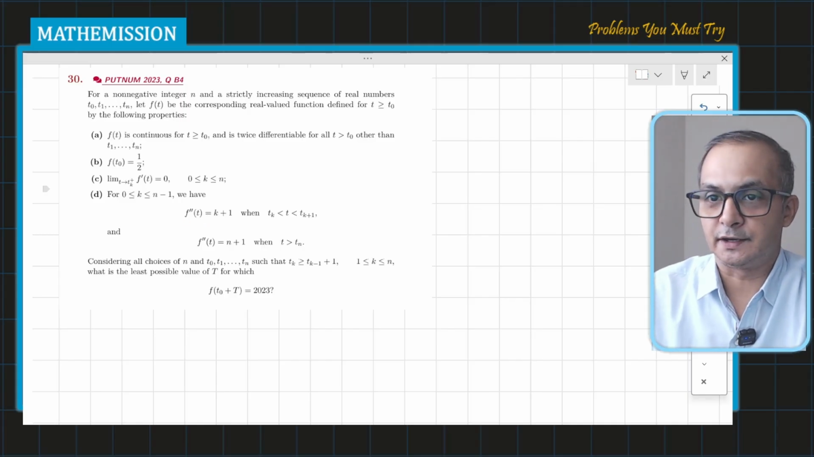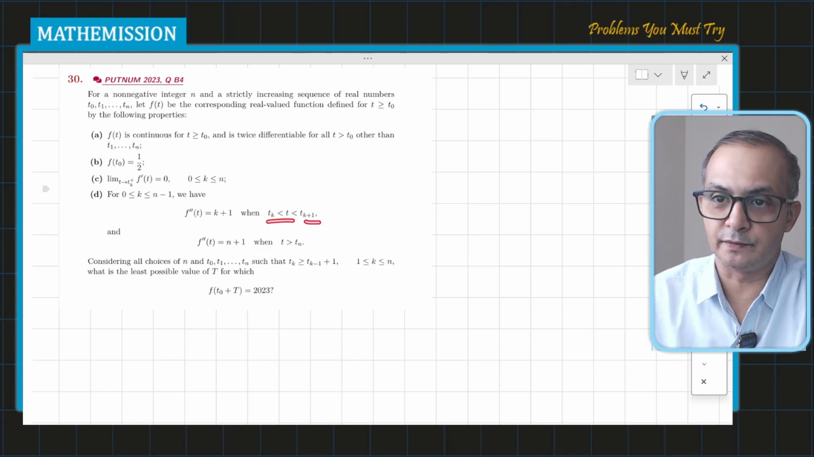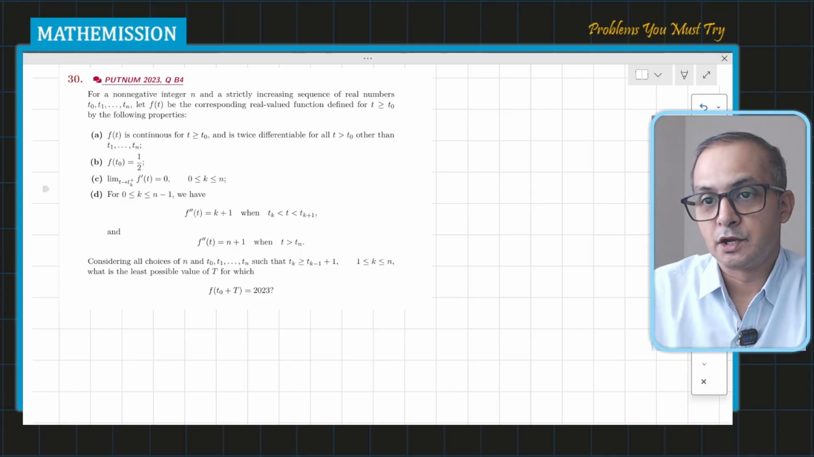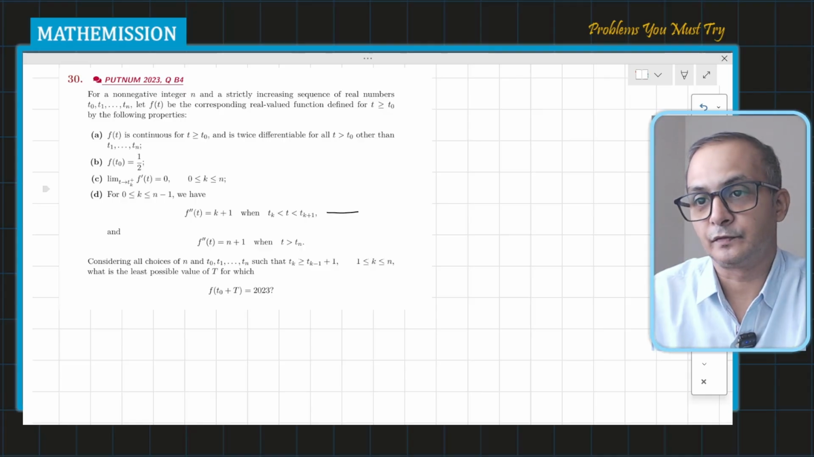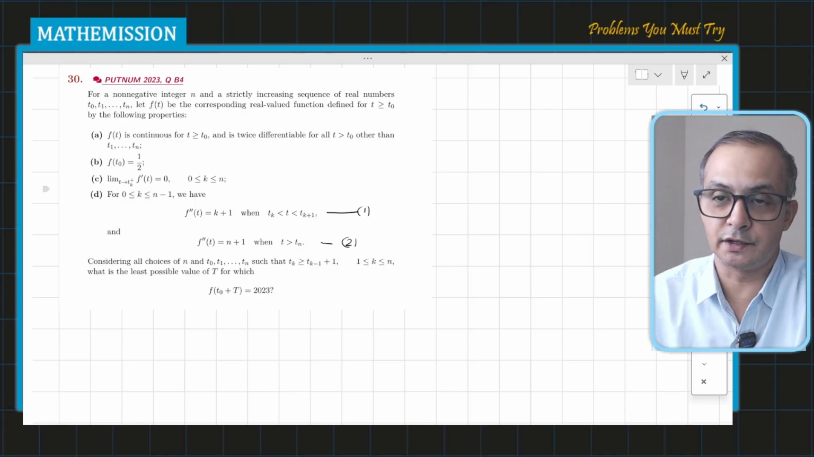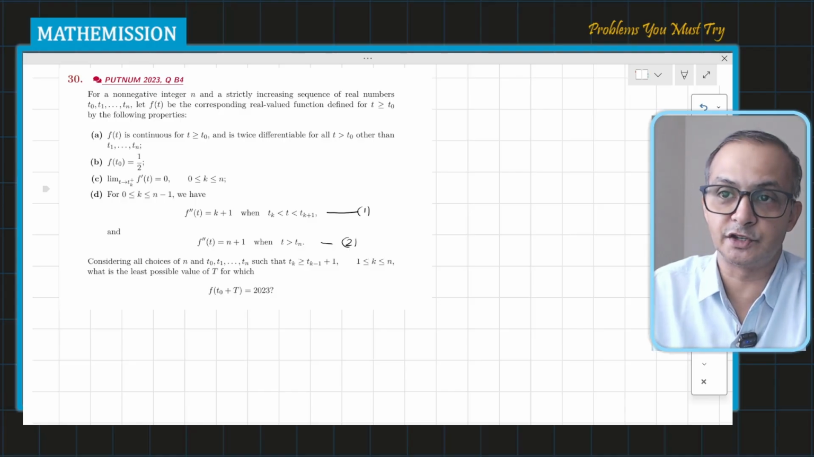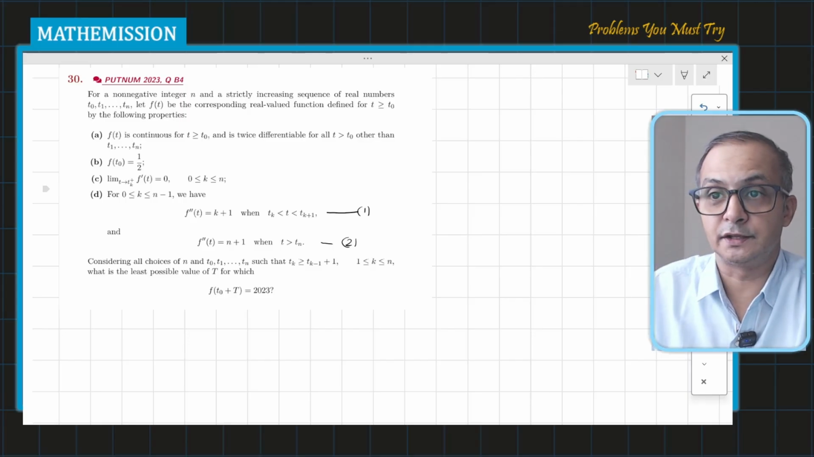So from there we start, and you notice that here they have given tk to tk plus 1. We understand what is the meaning of t0 plus t. First let us reach f. So for that I'm integrating, and I'm using this first part, let's call it the first definition and the second definition. These are the points at which the function is not differentiable.